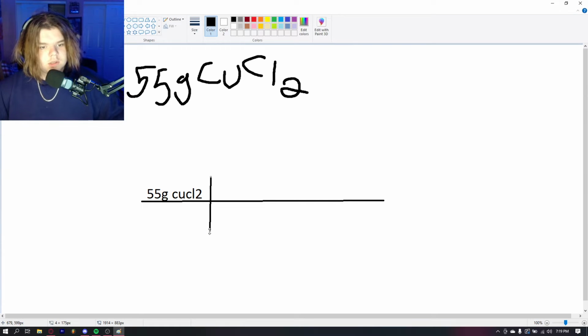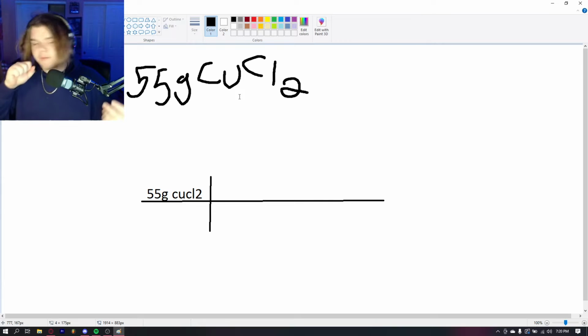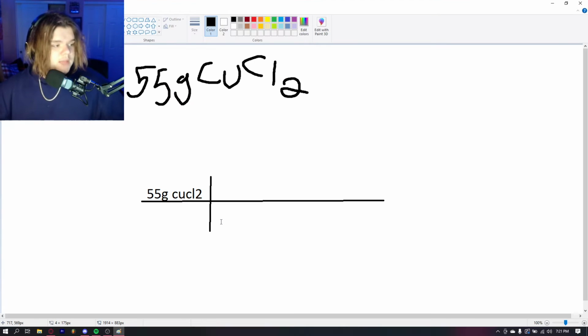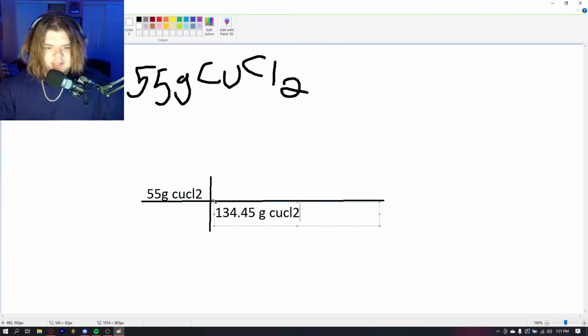Next, we need to find the molar mass, because we want to convert this given to moles. So, how do we find the molar mass of copper 2 chloride? Well, I'm glad you asked. And our molar mass in this case is 134.45. And it's just that easy, right? And now we know, because I told you, we convert that to moles. But that's the molar mass, so it equals 1 mole.